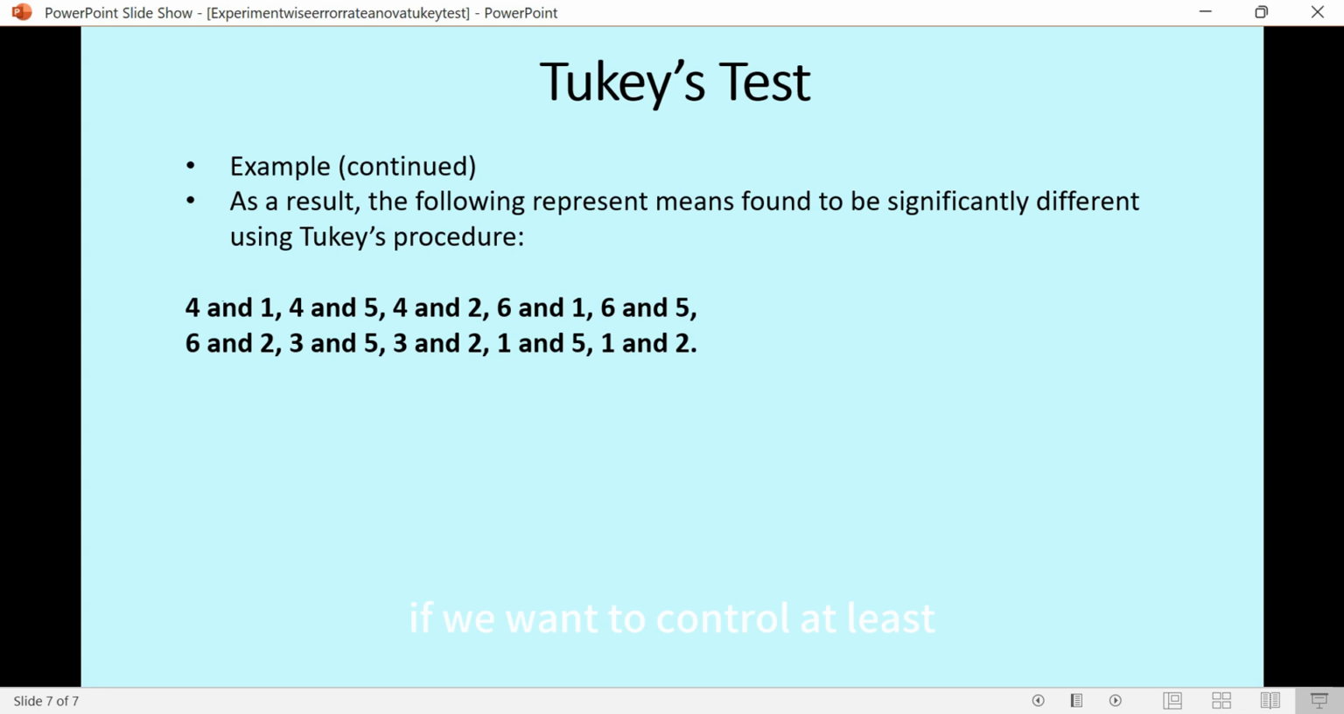If we want to control the probability of at least one false rejection at 0.05 for the family error rate, then we have to use Tukey's test, that is, use Tukey's factor in the confidence interval, right?